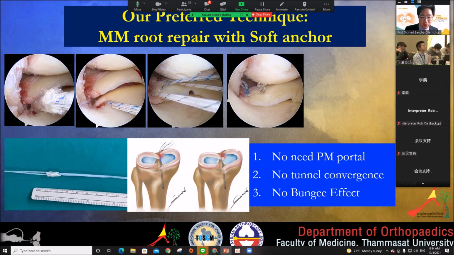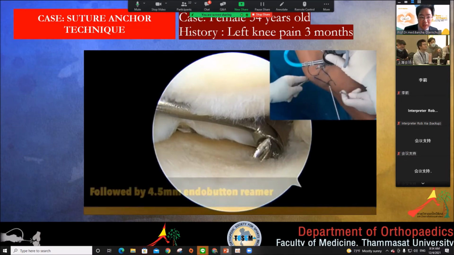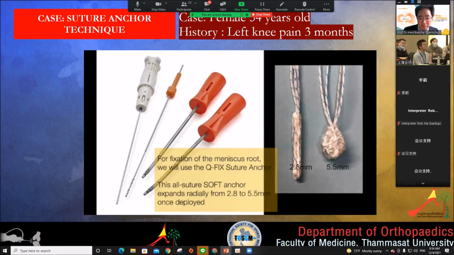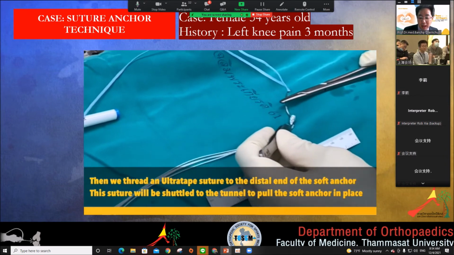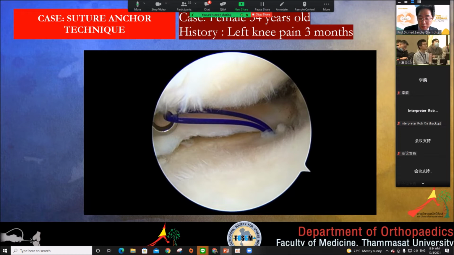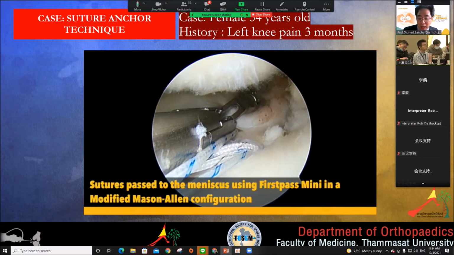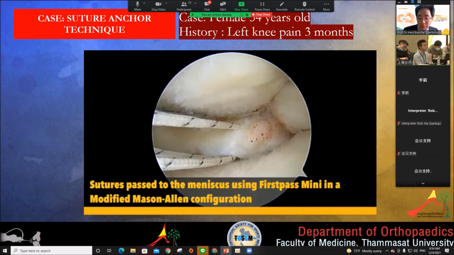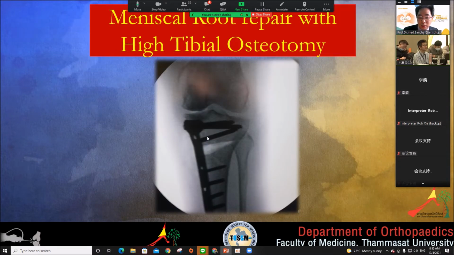Another preferred technique is using the soft anchor. I prefer to use the Q-fix from Smith & Nephew because we don't need the posteromedial portal, no tunnel convergence, and also no bungee effect. So this is an example of the Q-fix for the meniscus root repair. I use the drill holes. You remove the Q-fix from the handle, and then you suture the Q-fix with the suture. The good thing is that you just drag it in instead of using the handle to tap it in, because you have limited space, and you can use the knot tying like this. This is the Q-fix technique.